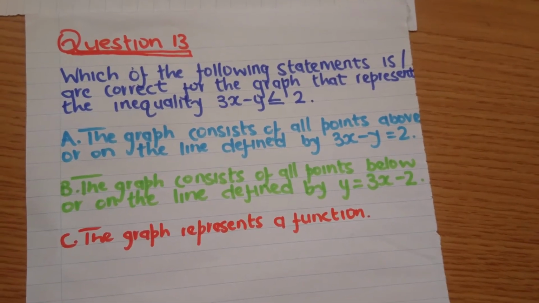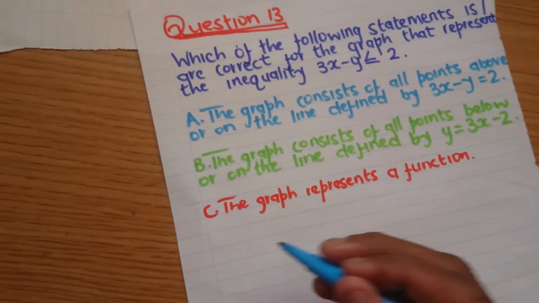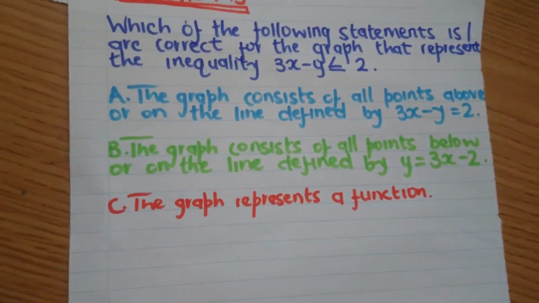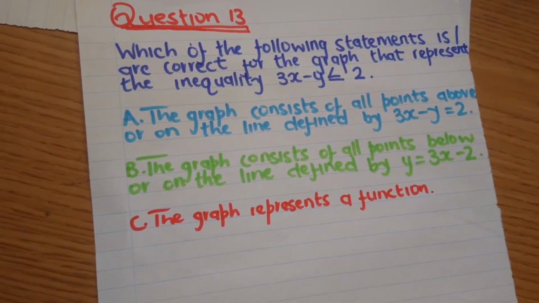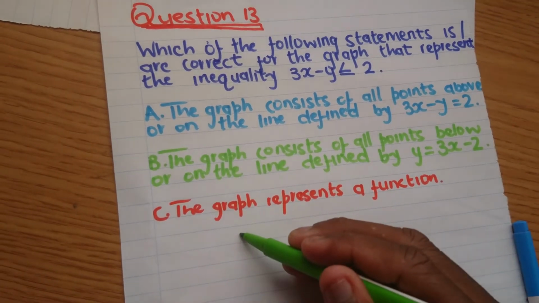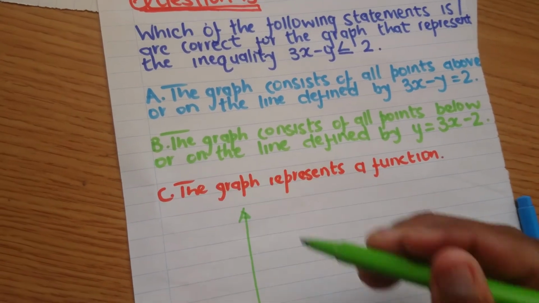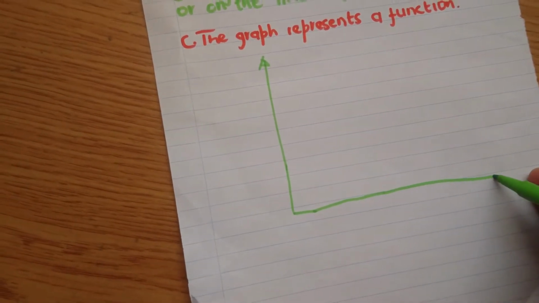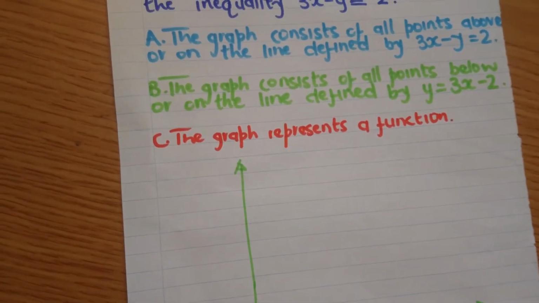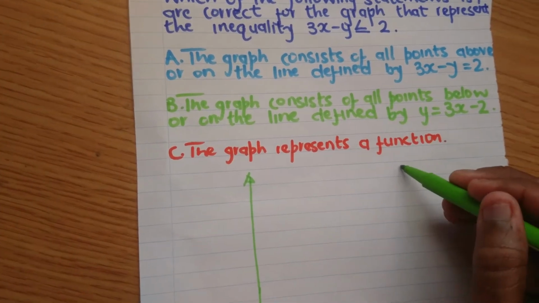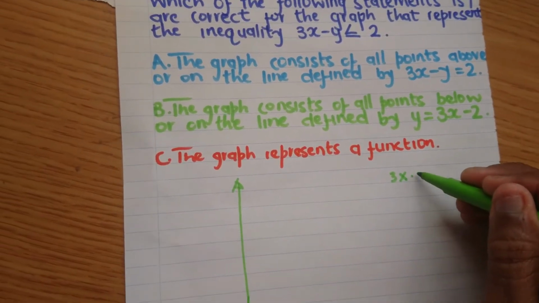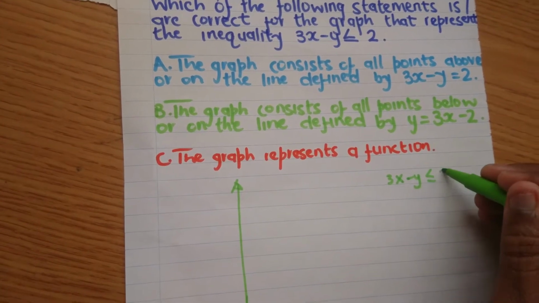So let's get to the solution. First of all, if it's me, you know what I'm going to do? I'm going to represent this equation on the Cartesian plane. So I'm going to draw my Cartesian plane here. Let me use green color now. So this is my y, and I'm going to draw my x. I'm going to get the x and y intercepts. So my function is 3x minus y less than or equal to 2.